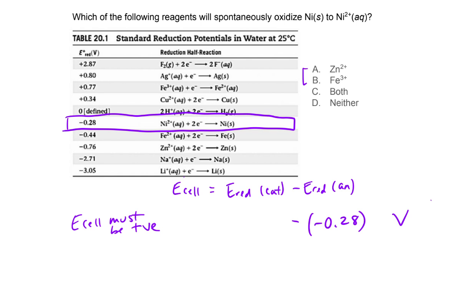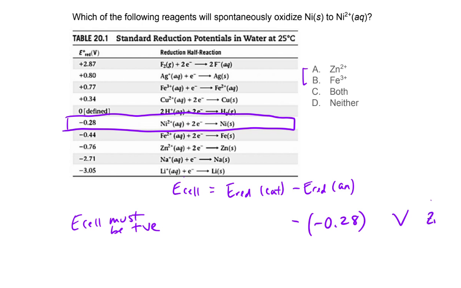Okay. We know the E cell has to be positive. And we will most likely give you an answer that will work and an answer that won't work. Okay? Sometimes they both work. But we need to have that positive cell potential, okay? So we can essentially try these out.